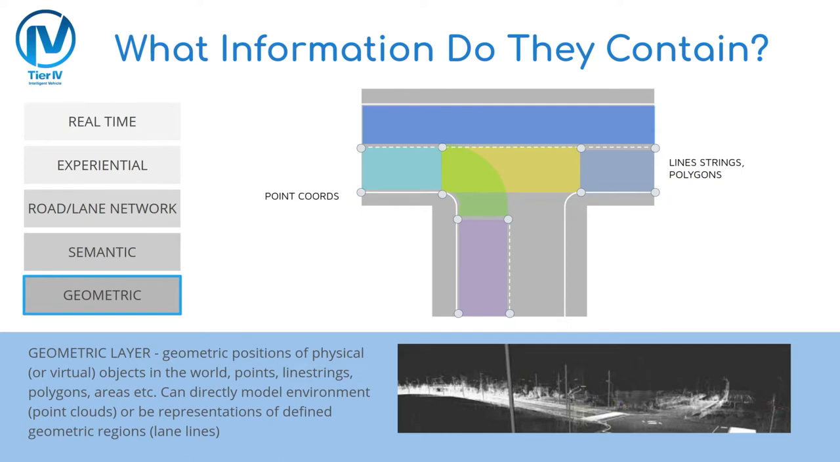The geometric layer contains the physical position of objects, both virtual and real, in the environment described by primitives such as points, line strings, polygons, areas, etc. They can model such things as the physical position of lane boundaries, as shown in the T-intersection example, or they can be dense point cloud maps representing the structure of the environment, as shown in the bottom image.